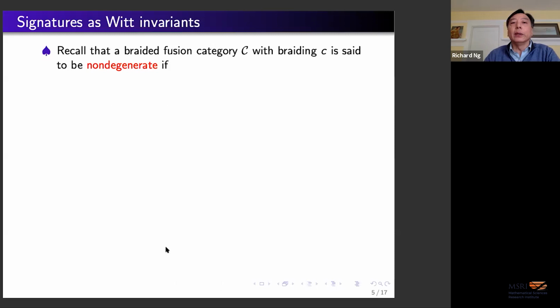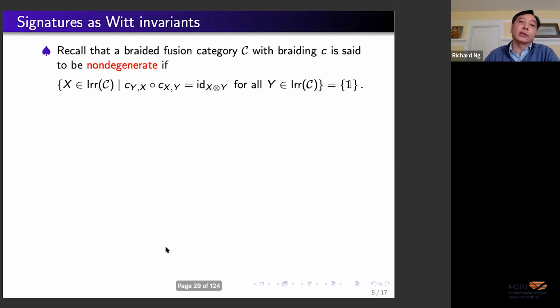Now we recall the definition of the Witt group for braided fusion categories. We say a braided fusion category C is non-degenerate if the only simple object of the centralizer of C is the trivial object. So if X is irreducible and centralizes all the other simple objects, it can only be the unit object. In this case, we call the braiding non-degenerate and the underlying braided fusion category non-degenerate.